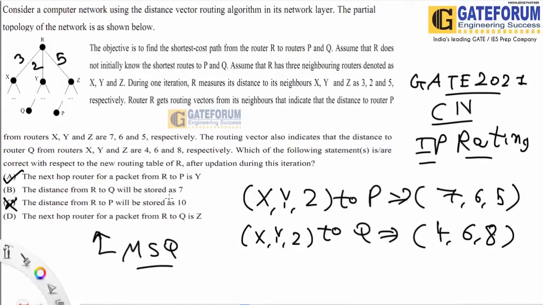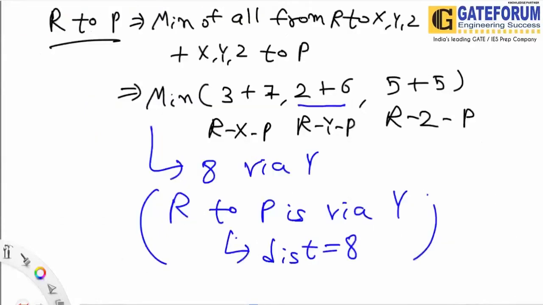Okay, so this is for the first point which we call. So it's basically not 10, it's basically 8. The rest is R to Q. Let's try to find, similarly, the R to Q distance. So R to Q, I'm not writing entirely. I'm just writing minimum of what?